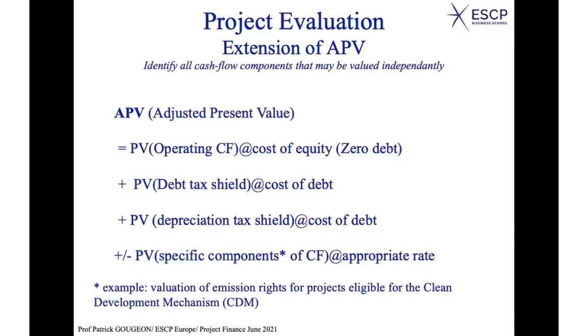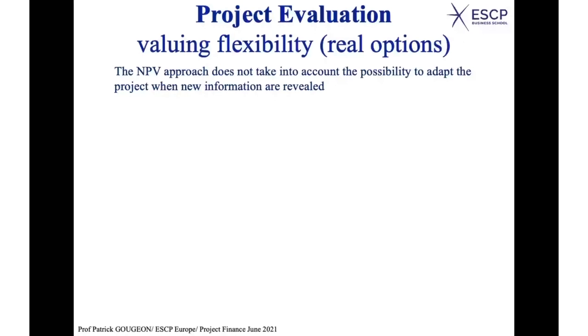But now there is still a limit of the APV, which is also a limit for the NPV. The NPV as well as the APV do not take into account flexibility. It doesn't make any difference if you compare two projects, whether in one case you have the flexibility to adjust your project to new information that will arise in the future, or whether you have no possibility to do so. This is not taken into account in the net present value or adjusted present value. So this is now a point which we need to discuss a bit. Okay, how to value flexibility.